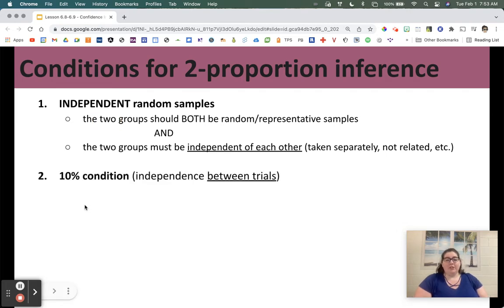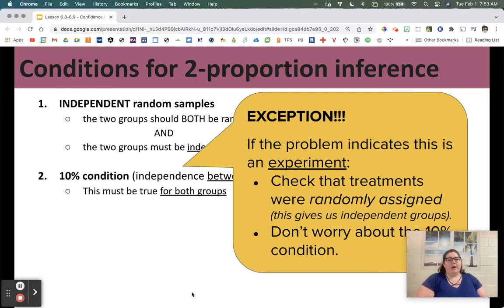Our second condition is the 10% rule. So our sample size is less than 10% of the population. This allows for independence between trials, basically meaning that as we take our sample for both groups, the probability of whatever we're trying to estimate isn't changing too much. So again, that must be true for both groups. So our sample size for both groups should be less than 10% of the population for both groups.